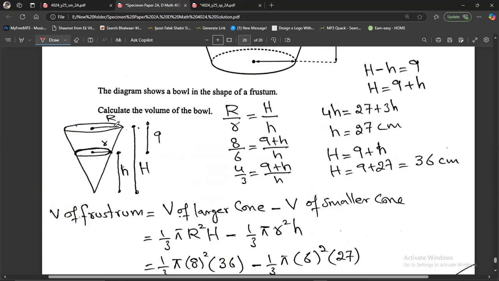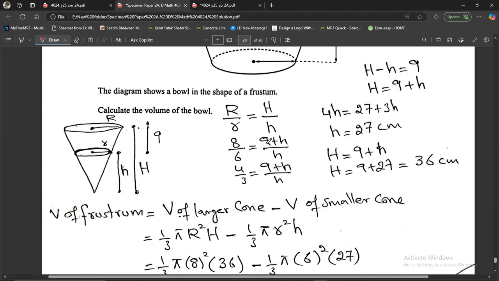So this is the radius. This radius is given. Because they are similar to each other, the big cone and the small cone, their radii will have the same ratio as their heights. So capital R by small r is equal to capital H divided by small h. It is 8 centimeter. This is 6 centimeter. And you know the difference between the heights is 9. So capital H will be equal to 9 plus small h.